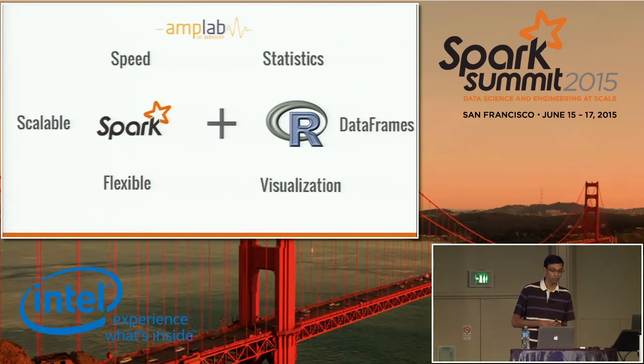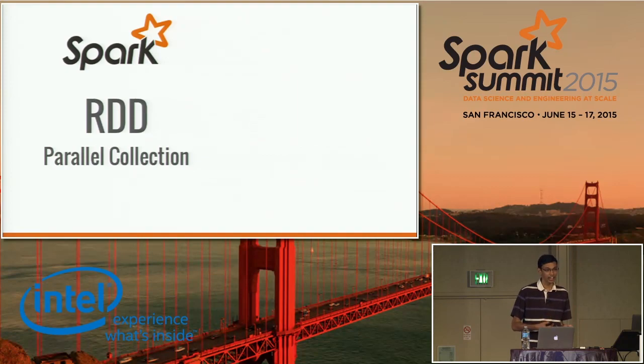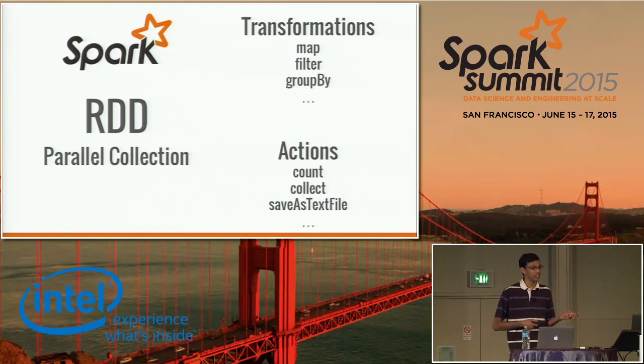And R, as I've told you before, has its different strengths in terms of statistical analysis packages, DataFrames, and visualization, et cetera. So the initial effort that we did at the AMPLab was to look at Spark, and specifically its RDD API, and look at it as a parallel collection library. So what do I mean by that? If you know the RDD API, you might be familiar that it contains a number of transformations, which are operations like map, filter, group by, reduce by key, et cetera, and a number of actions where you can count an RDD, collect an RDD, save it, and so on.